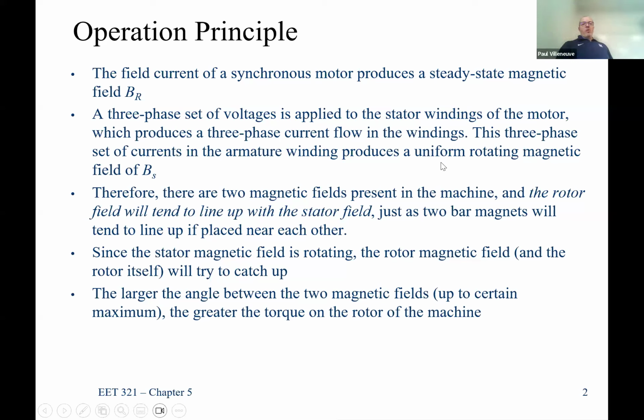So you'll see here the rotor field will tend to line up with the stator field because they're trying to maintain as much as they can. Again, they can never perfectly line up because you have to have a difference in angle because the torque is there. And that's why you have this larger angle up until a certain maximum is when you get more power out of your machine.